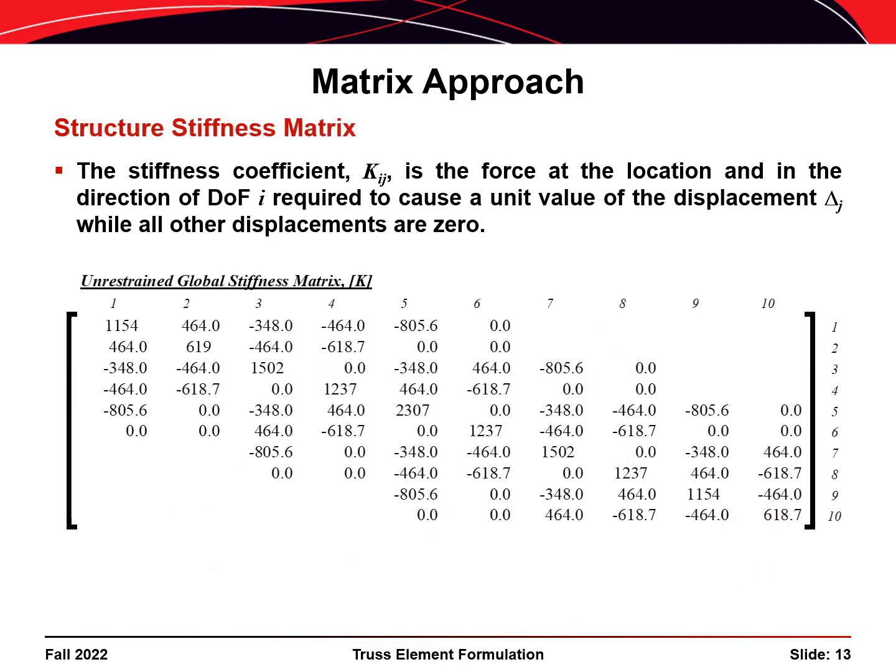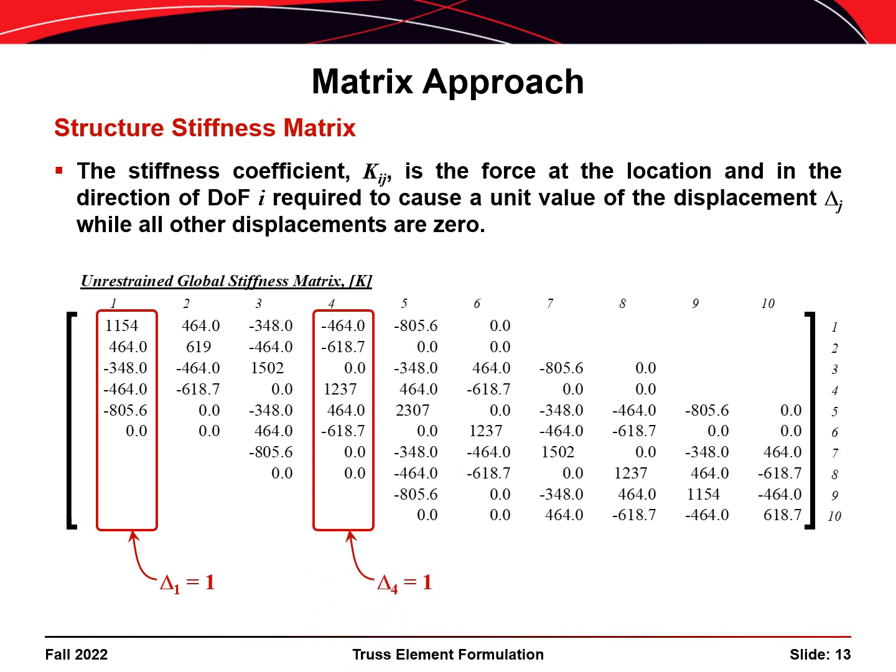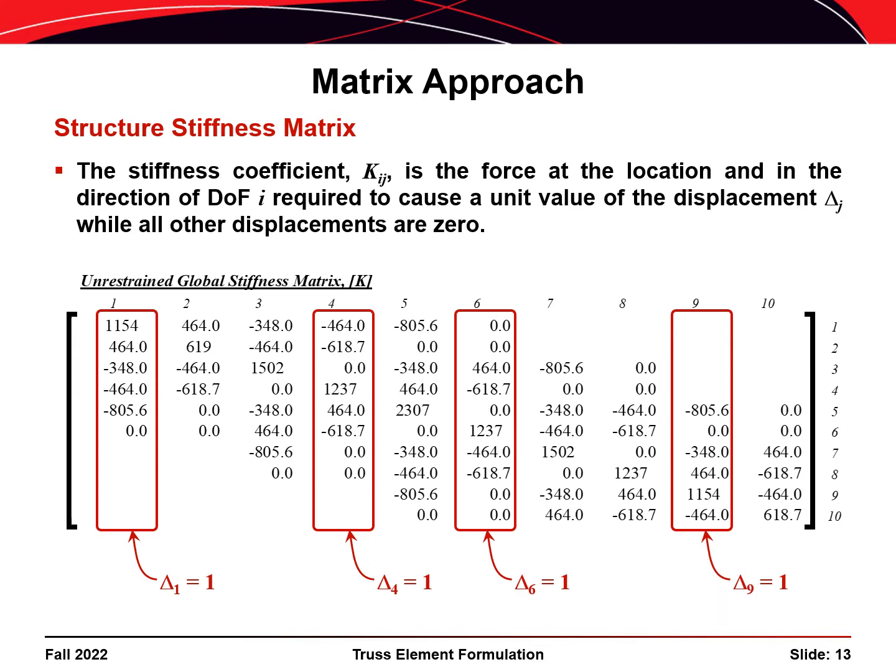Each time we impose one of these unit displacements, we create a column within our global stiffness matrix. So when we impose a unit displacement corresponding to degree of freedom number 1, we define the stiffness coefficients that are in the first column of our global stiffness matrix. When we impose a unit displacement corresponding to degree of freedom number 4, then we create the stiffness coefficients that are in the fourth column of the global stiffness matrix. And we get the sixth column for degree of freedom number 6 set equal to 1, and we get the ninth column for degree of freedom number 9 set equal to 1.